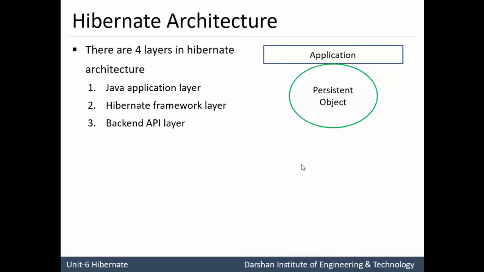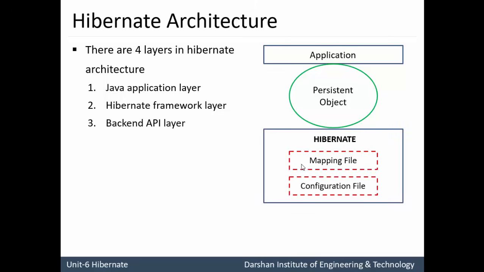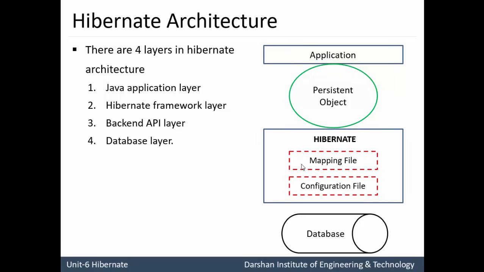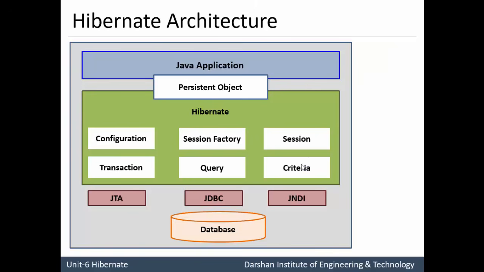Third layer, the backend API layer. Here the backend API layer consists of the mapping file and configuration file. Fourth layer is the database layer. The overview of Hibernate architecture explains that there are 4 layers. One is our Java application, another is persistent object, third is Hibernate mapping file and configuration file, and the fourth one is RDBMS.